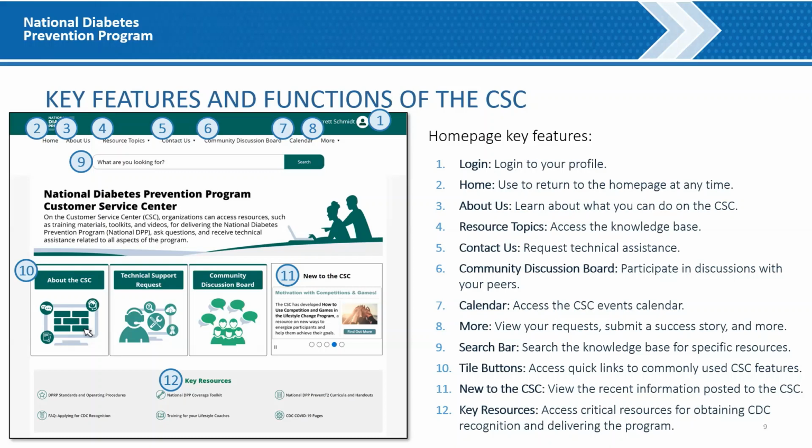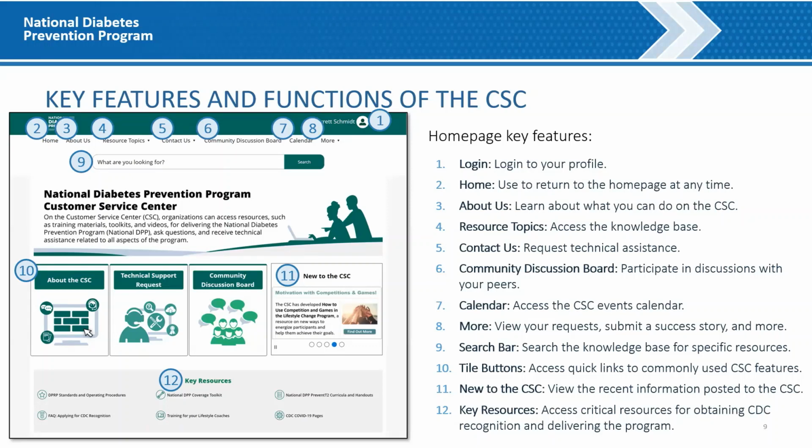Under the login feature, you can see the navigation bar, which can route customers to different parts of the site. First, you'll notice the Home button, which will bring you back to the home page from wherever you are on the site. The About Us feature allows customers to quickly access information about the CSC to get up to speed on how to use it. You can also click About the CSC in the center of the homepage to get to the same spot.